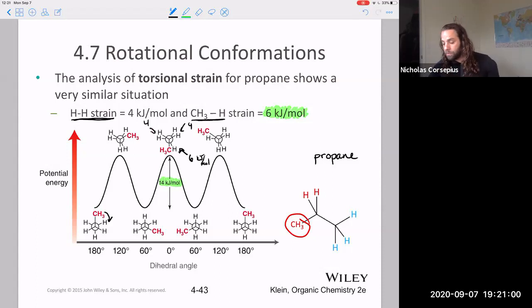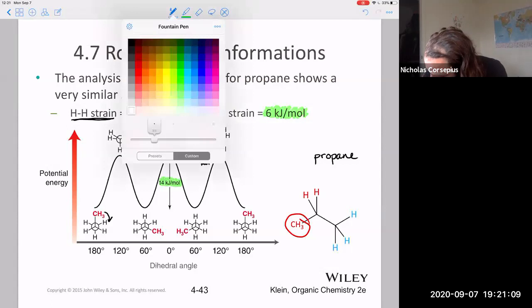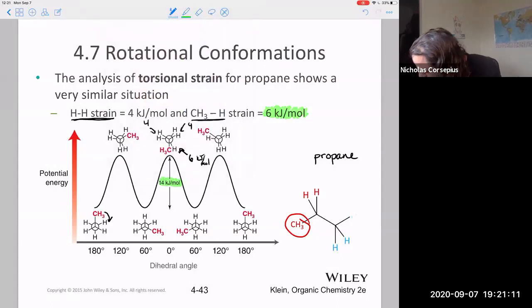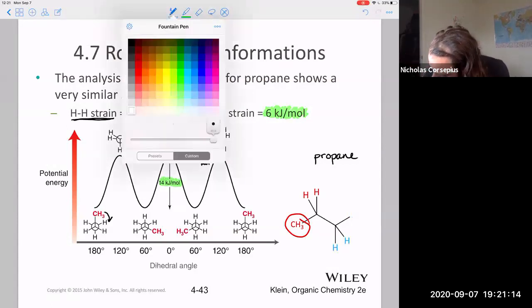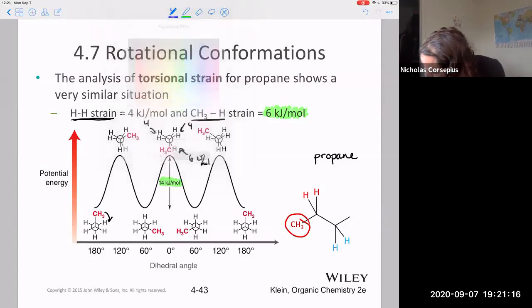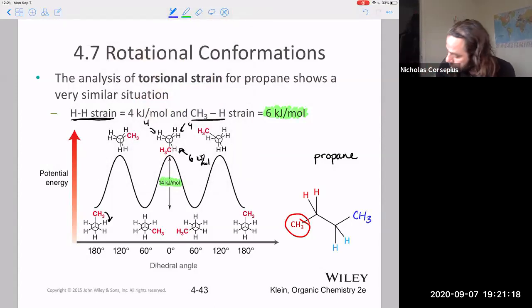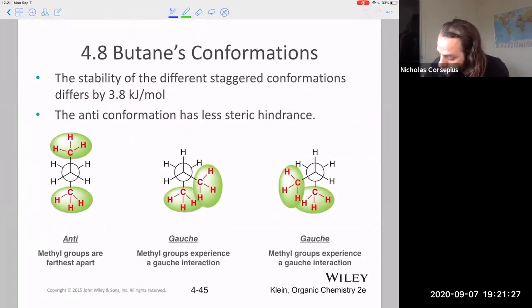Okay, so that would be what the rotational conformational analysis of propane would look like. So now we're going to make things a little bit more complicated, of course, and we're going to replace one of these hydrogens with a methyl group. All right, this is the next molecule we're going to look at. This will be butane, and now you can maybe anticipate what the complication of this is going to be. We have one staggered conformation, so these are all staggered.